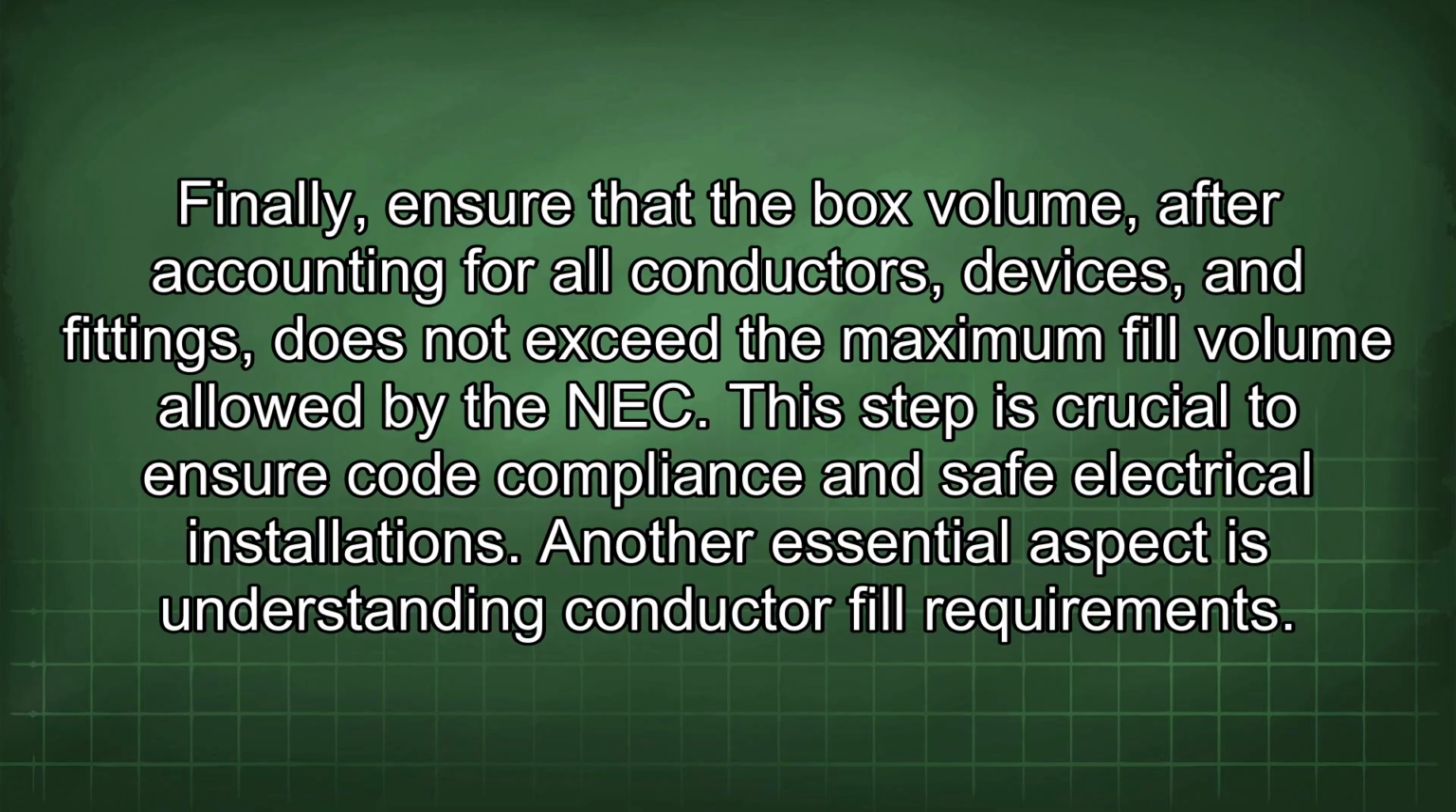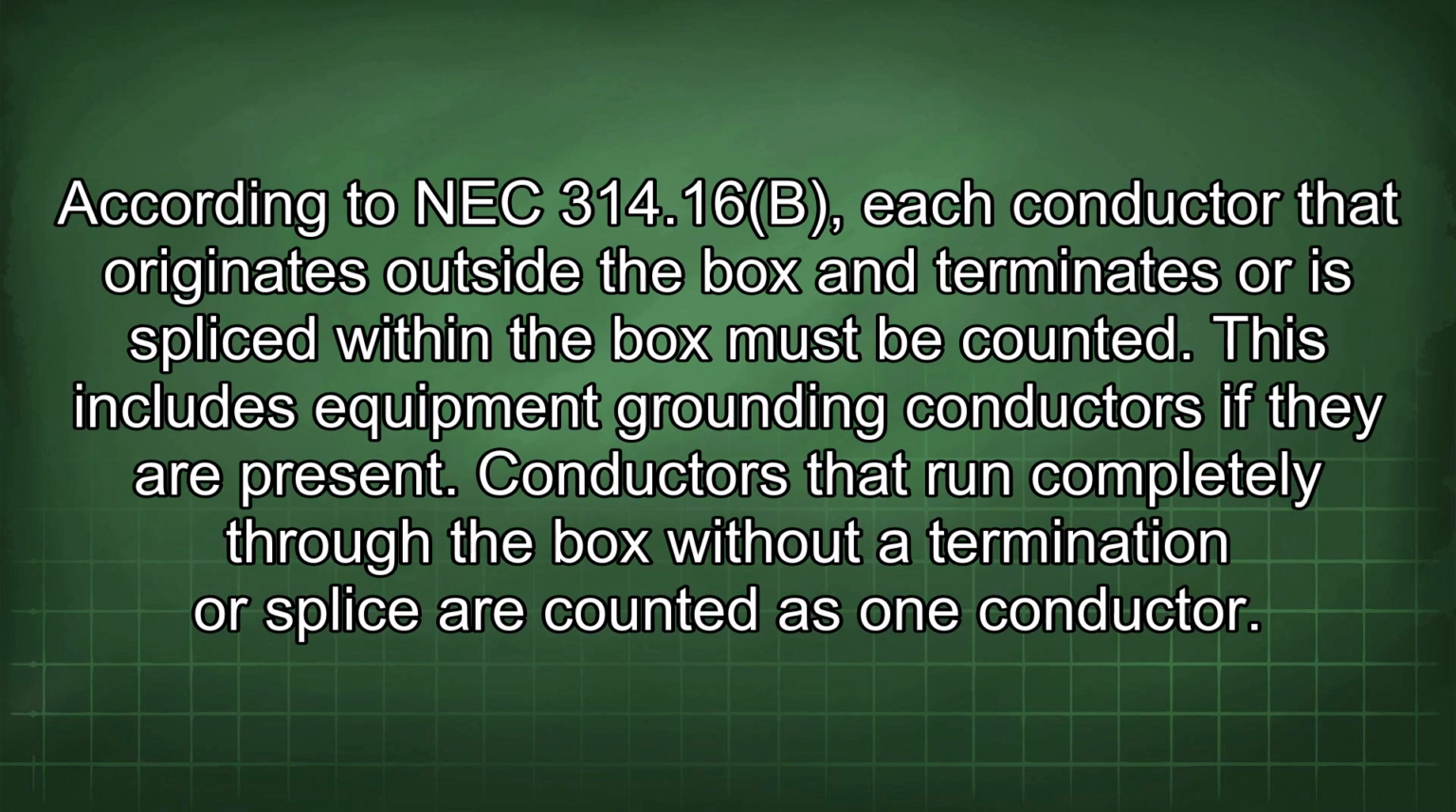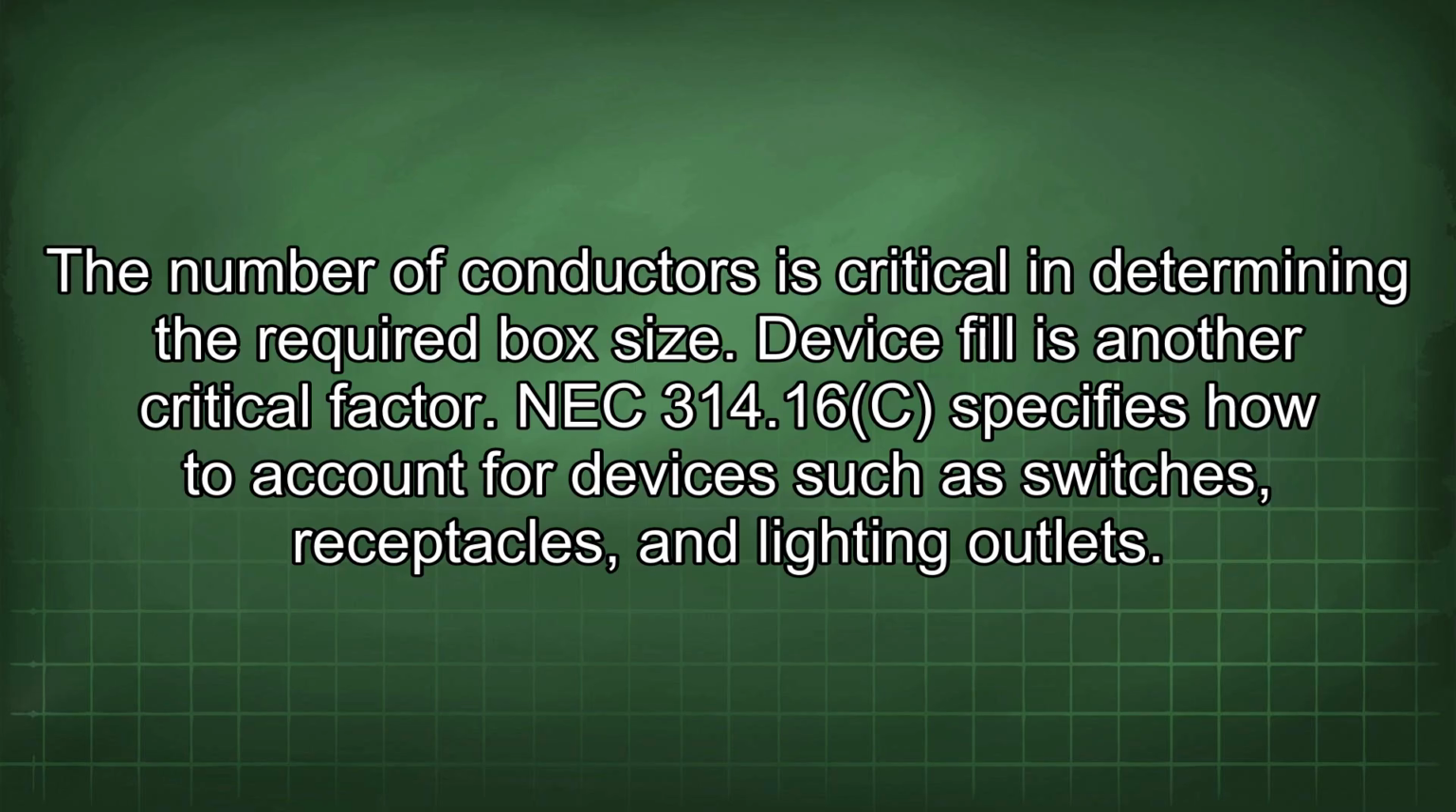Another essential aspect is understanding conductor fill requirements. According to NEC 314.16(B), each conductor that originates outside the box and terminates or is spliced within the box must be counted. This includes equipment grounding conductors if they are present. Conductors that run completely through the box without a termination or splice are counted as one conductor. The number of conductors is critical in determining the required box size.